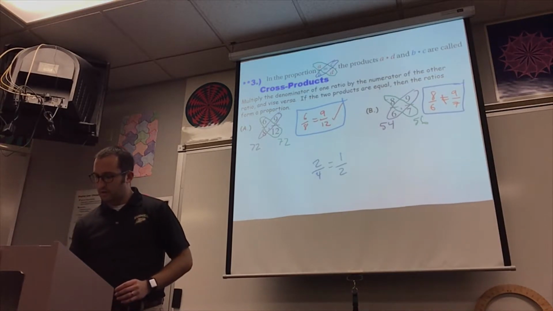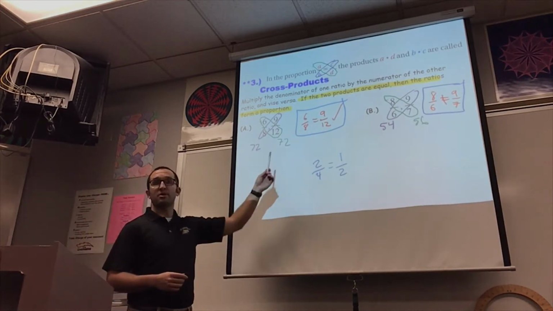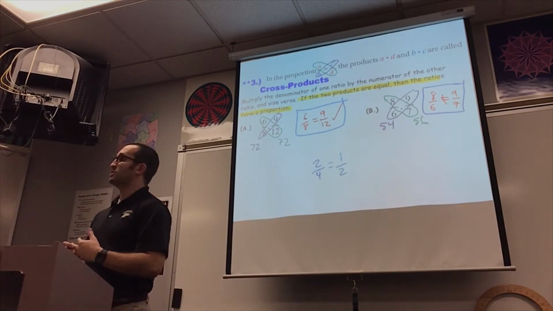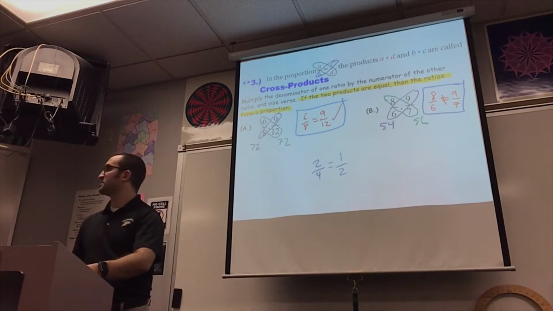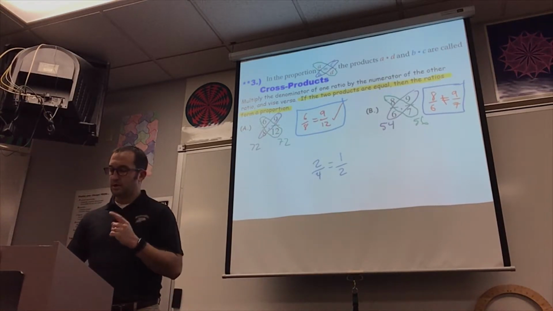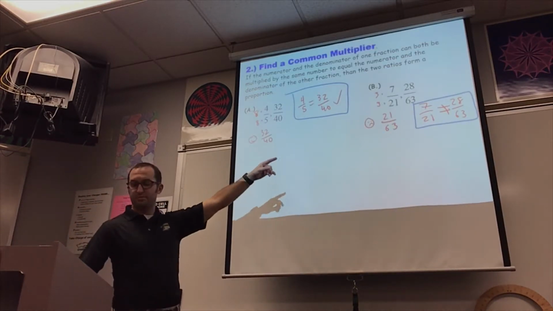If the products are equal, then the ratios form a proportion. So when you do your cross products, if the cross products are equal, then the ratios form a proportion. Remember, cross products is not the only way to do this. There are 3 methods, right? Cross products is one method. You can also see if there's a common multiplier.